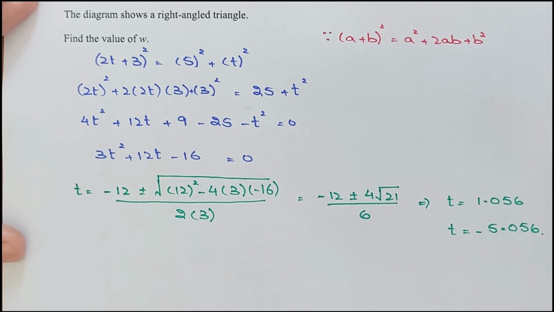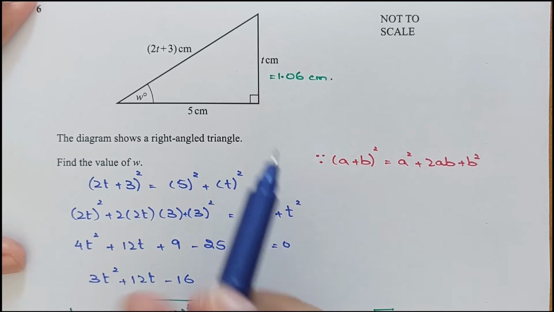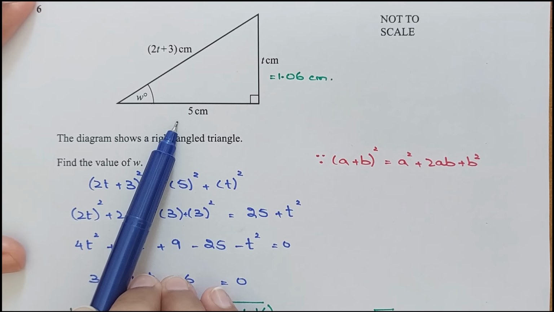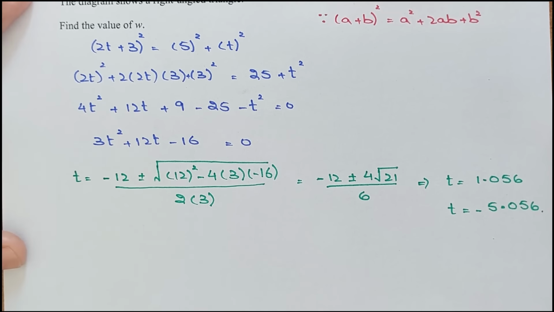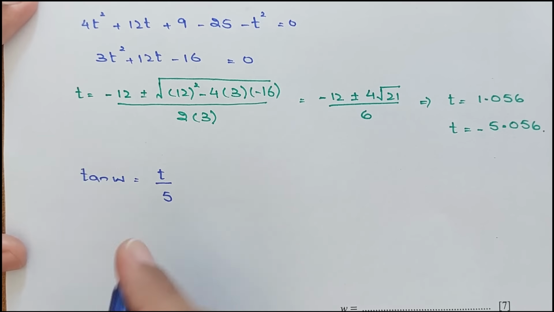So easily find out the value for w. Which trigonometric ratio? You can use any trigonometric ratio which is opposite over hypotenuse. You can use a tangent, because all the three sides we have given. You can use sine, cos, or tangent. So I'm using tangent over here. So I can say tan w is opposite is my t, and the hypotenuse is my 5. So let me solve for w.